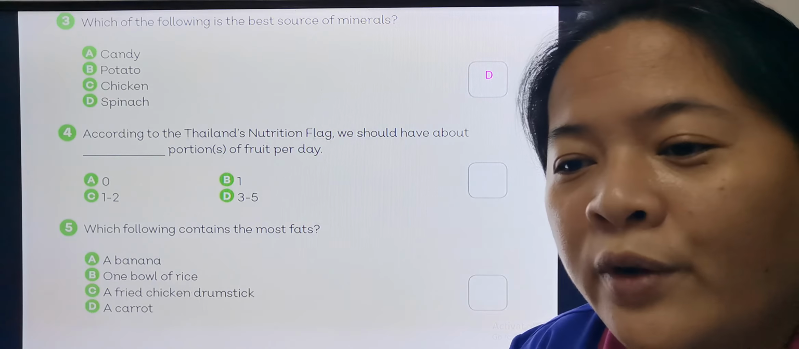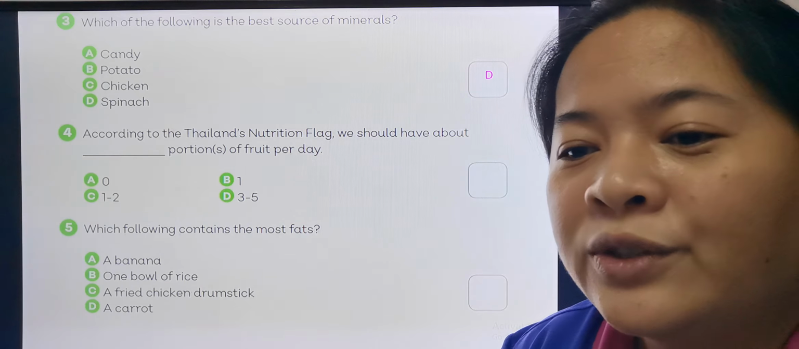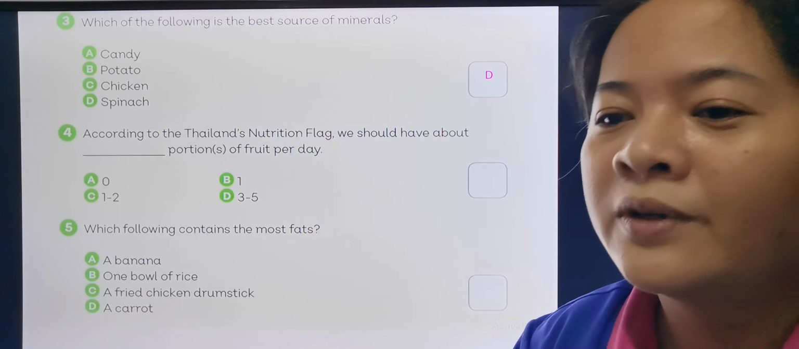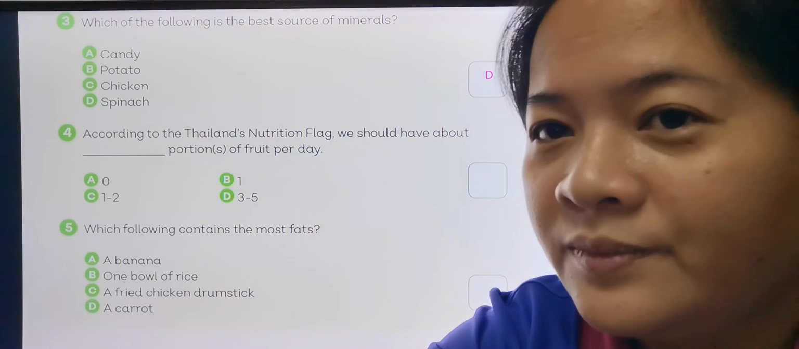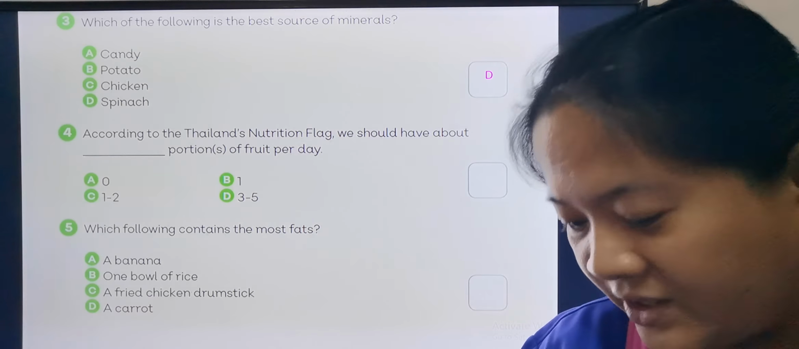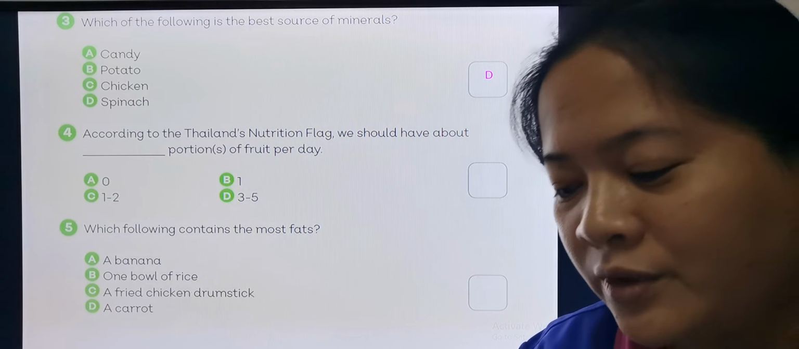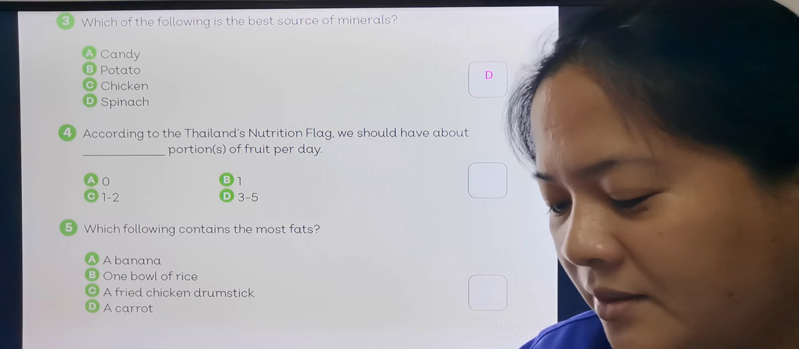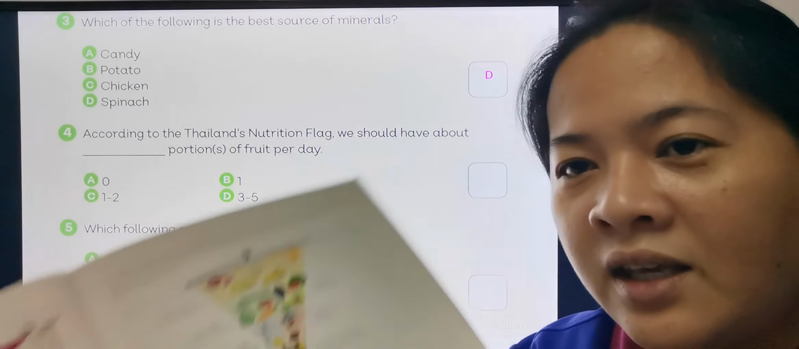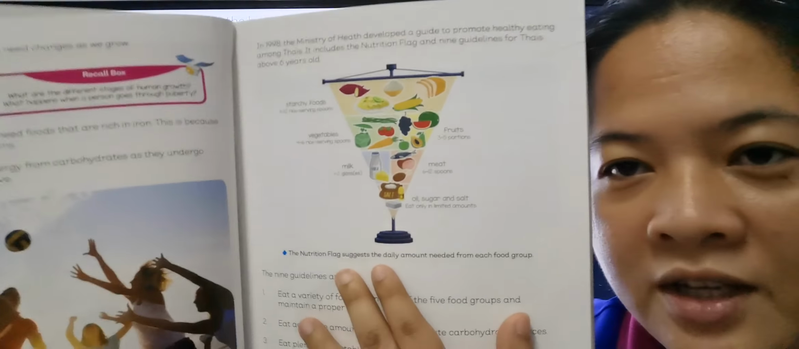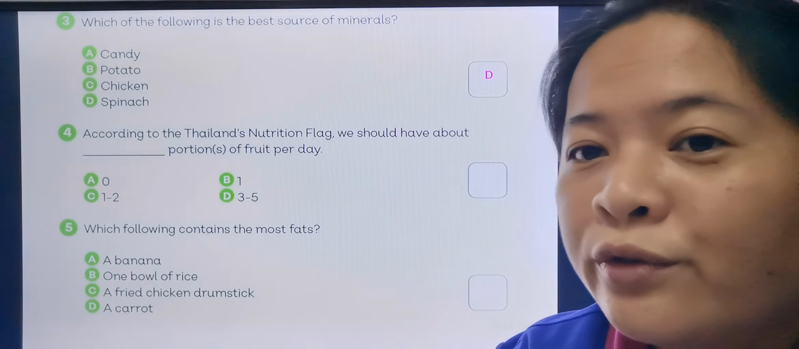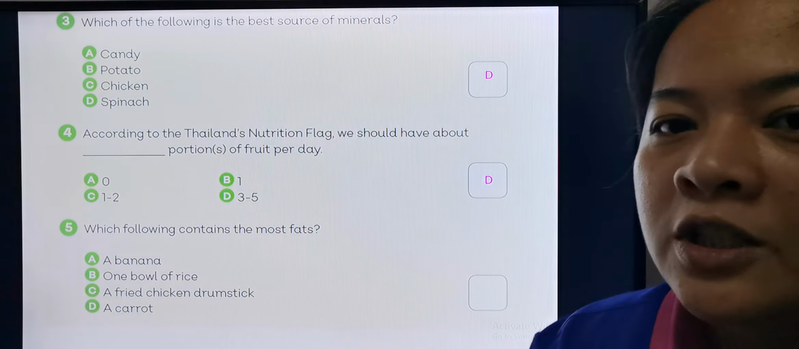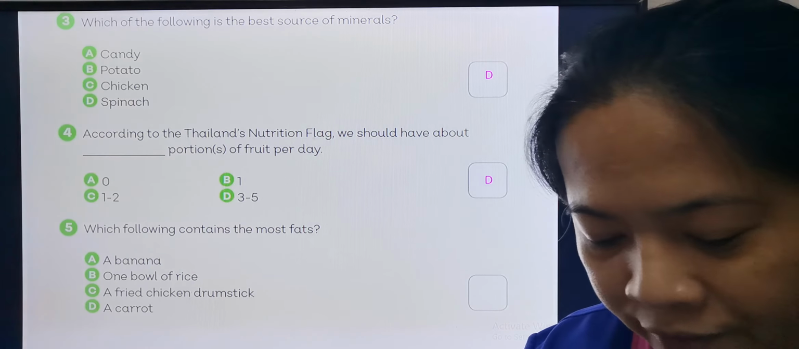Number 4, according to Thailand's nutrition flag, we should have about how many portions of fruit per day? Go to your student book on page 9. You can see how many portions of fruit we need per day, okay? It's 3 to 5 portions. So what's the answer? It's D, 3 to 5 portions.